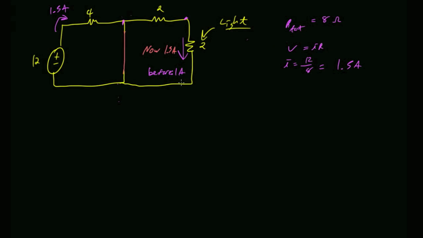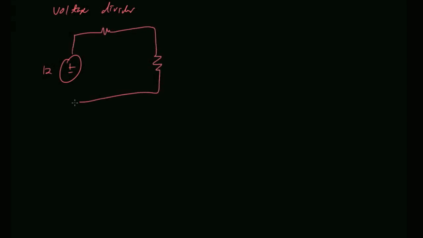Let's put this back. What was this, 4 ohms before? Okay. So let's forget about the light bulb for a minute. I want to talk momentarily about the voltage divider story. We said this was 2 times 4 is 8. We said this was 4 volts, right?